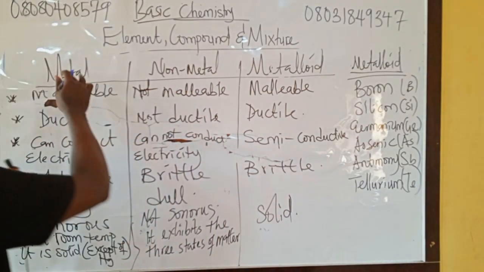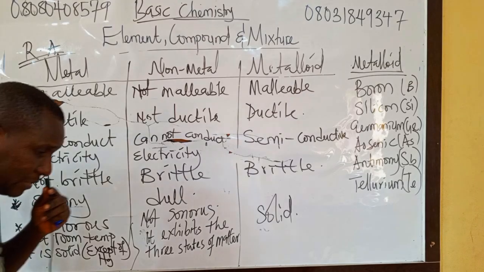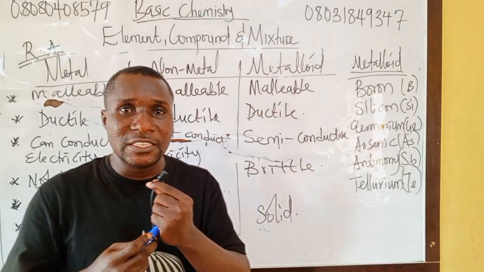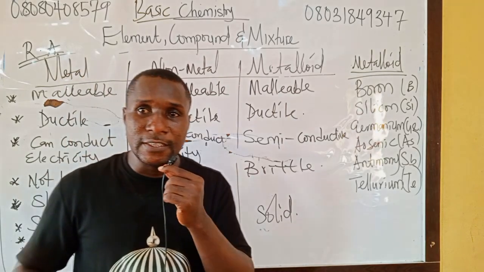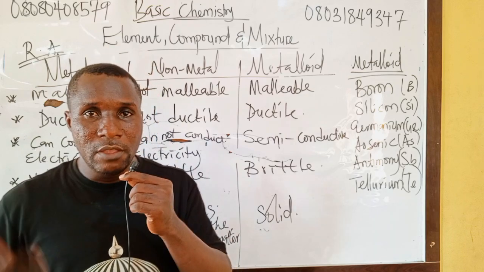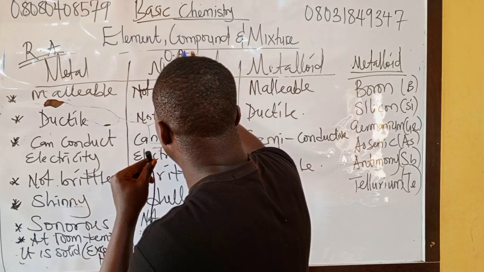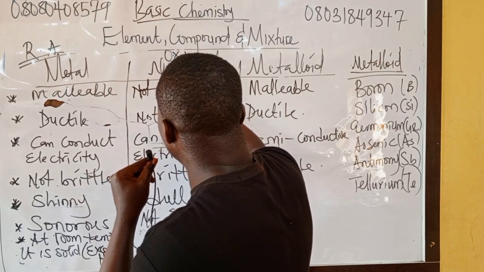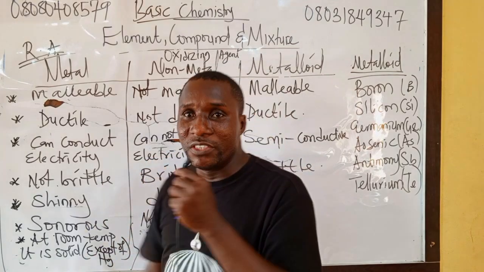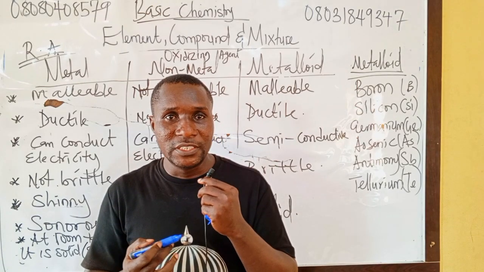Metals are reducing agents. That is one of the chemical properties of metal. Metal is a typical example of a reducing agent, an agent that can lose electrons. Why not oxidizing agent? Non-metals are oxidizing agents. They gain electrons.